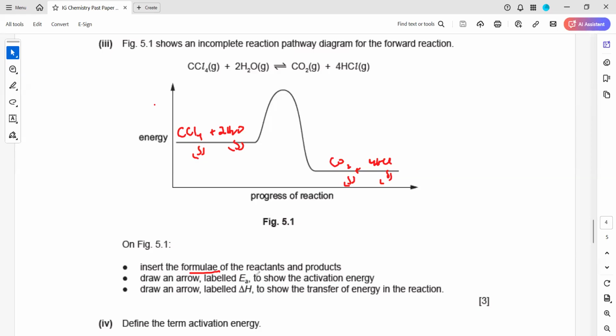Draw an arrow for the activation energy from the reactant to the start of the reaction, that is the activation energy, which we call EA, and the enthalpy change, or transfer of energy from reactant to product, that will be delta H.